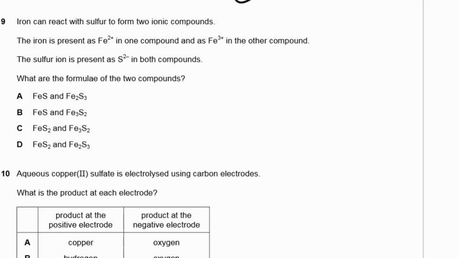Iron can react with sulfur to form 2 ionic compounds. So iron is present as Fe2+ in one compound and Fe3+ in the other compound. And sulfur is present as S2- in both compounds. What are the formulae of the 2 compounds?